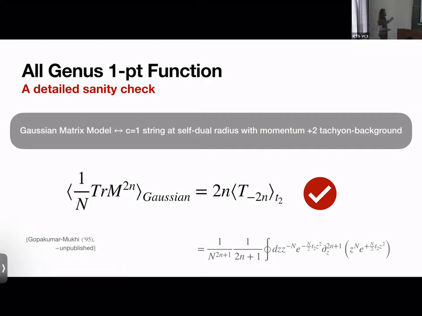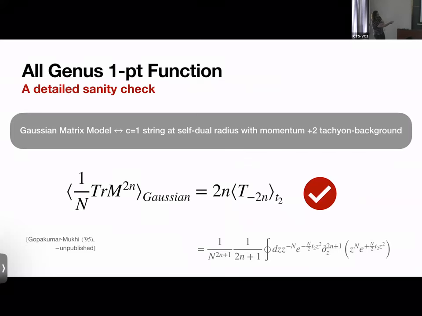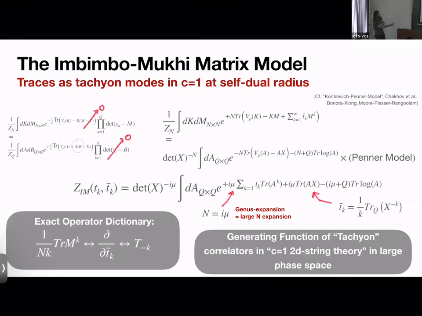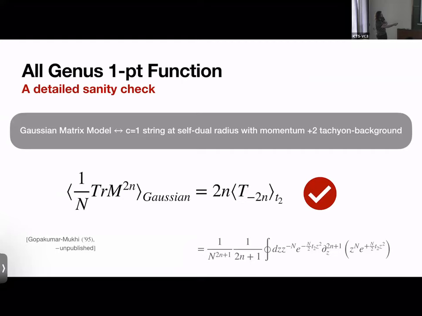What is T2 in this formula? Good. That's the statement that, we can go back over here, depending on what the potential is in this matrix model that I look at, I have some particular times turned on over here, some particular T_k's. So a particular choice of matrix model potential, say the Gaussian, corresponds to turning on some background in the c equals one string. In this case, that corresponds to turning on the momentum plus two, that's this T2 background.